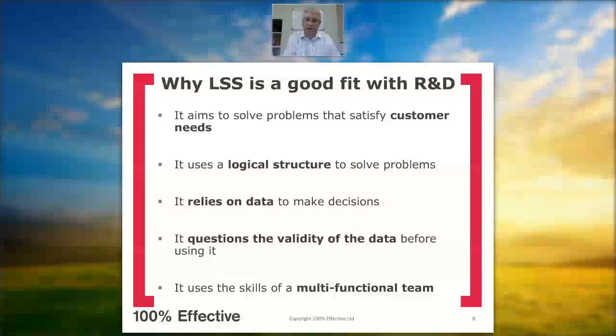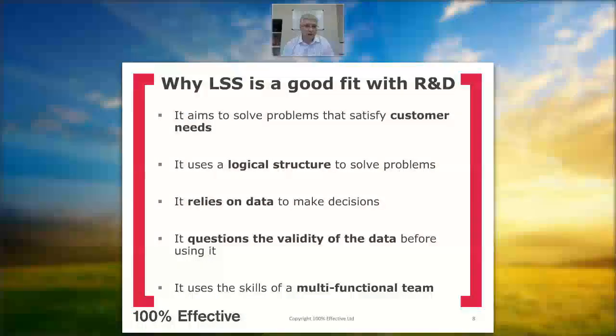At the core of Lean Six Sigma is the focus on solving customer problems, whether that customer is an internal or an external one. We use a logical DMAIC or DMADLI structure to solve our problems. We use data to reach decisions, and we check the validity of our data before we trust it. We use a blend of skills from different people and functions to achieve success, so that different perspectives are brought to bear on the problem.